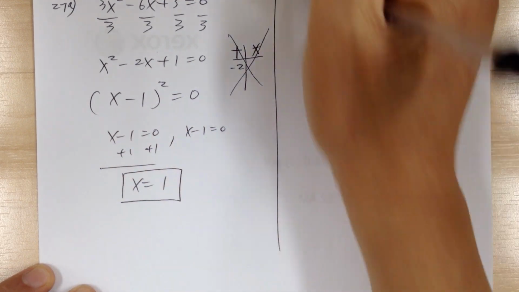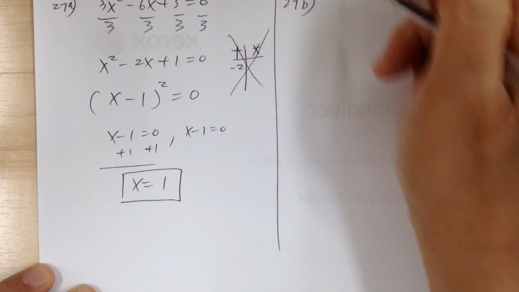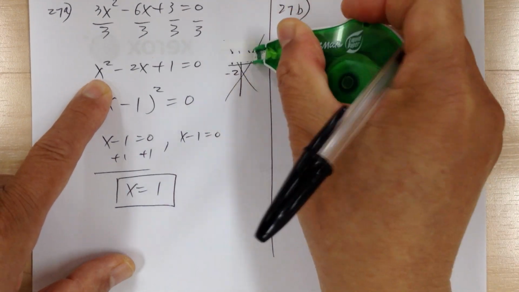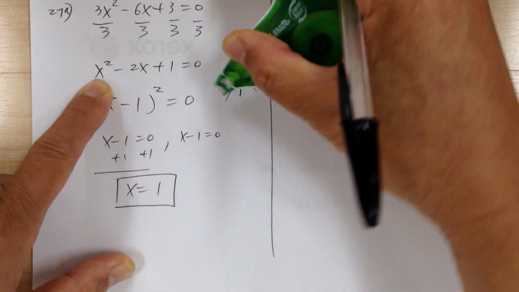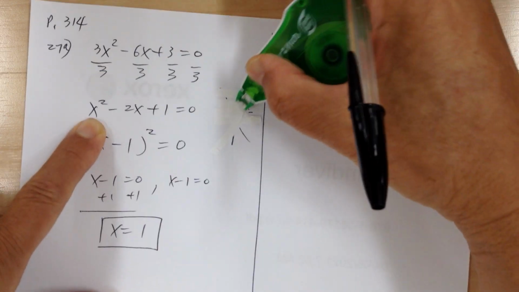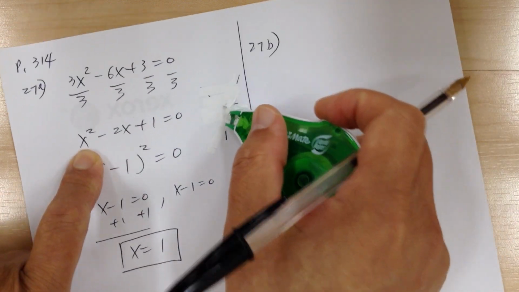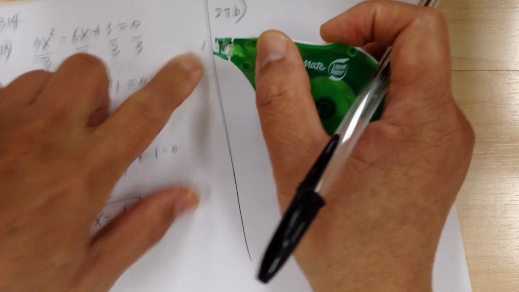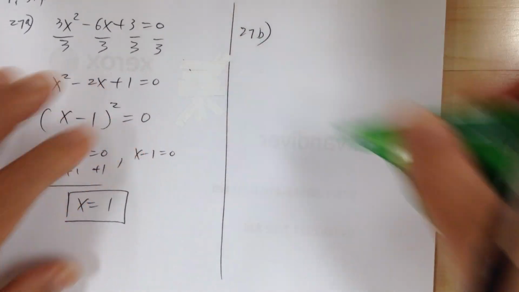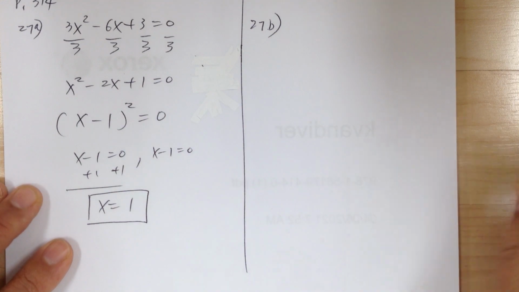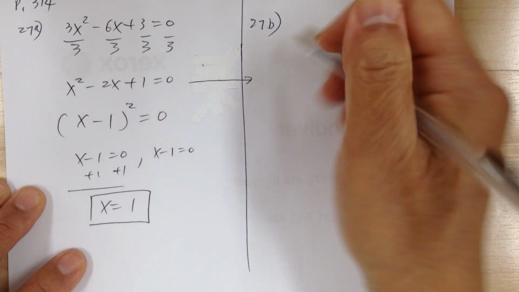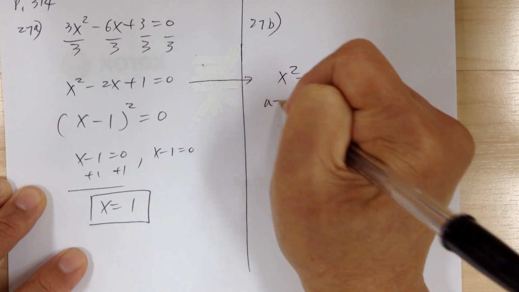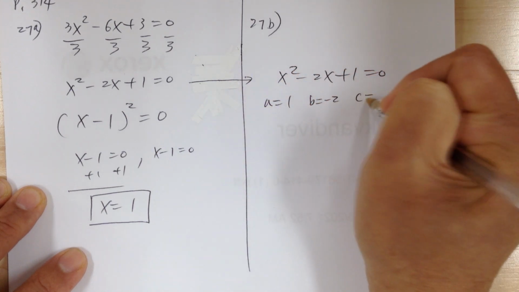Okay, so now for 27b, I'm going to just use this equation over here. Again, when you're doing the factoring, make sure you go through the steps. You don't want to just jump into step 4 right away. You want to follow the steps. So I'm going to use this equation over. So I get x squared minus 2x plus 1 equal to 0. So a equal to 1, b equal to negative 2, c equal to 1.